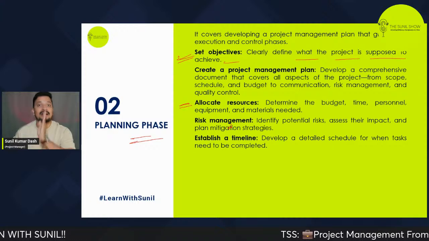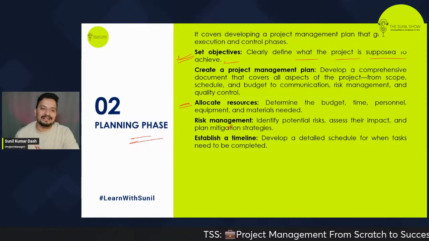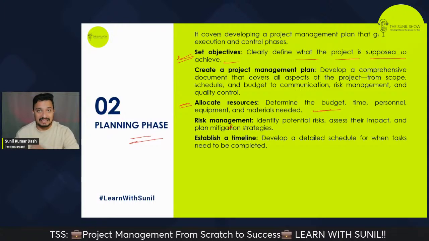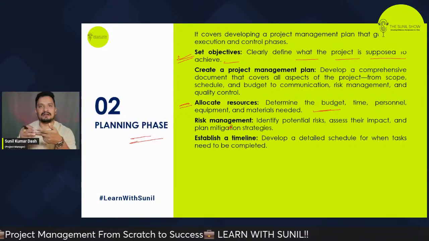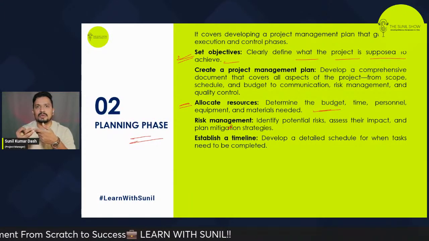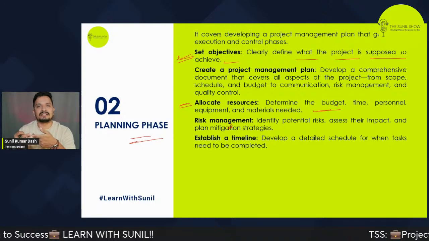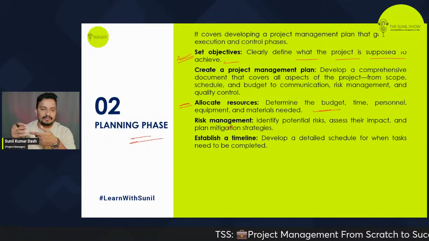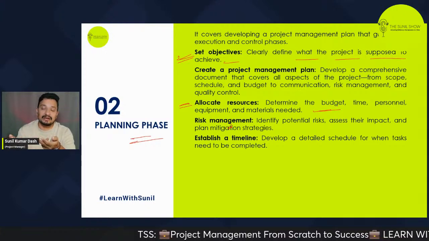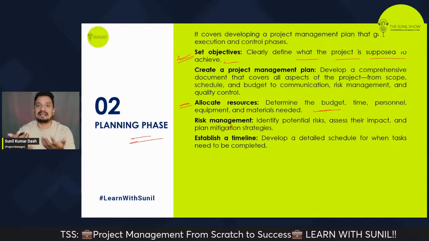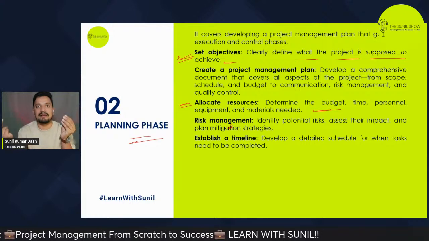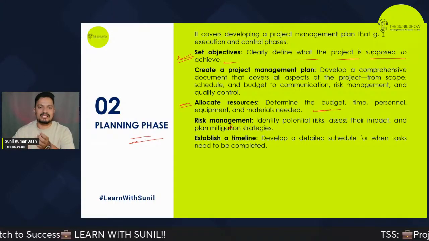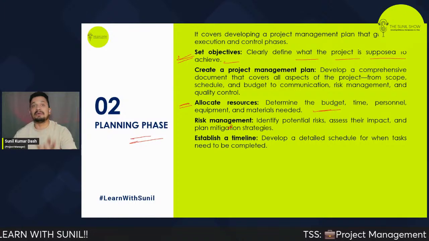Then allocate resources. While allocating resources, you determine the budget, because as we mentioned, a resource could be human resources, or you need to procure something. Software licenses are again a resource. Third party tools, let's say you're working on some SMS gateway. You're building an application, you need an SMS gateway, you need a payment gateway, you need to integrate that. Again, it's a resource. For that you need to understand the budget.